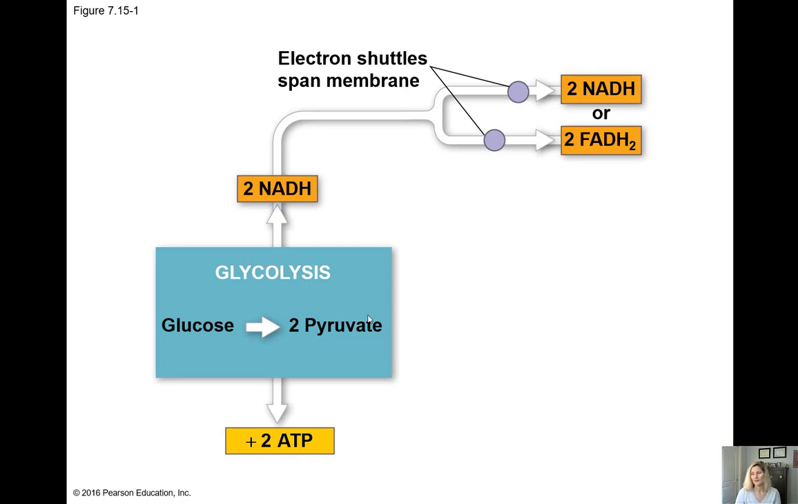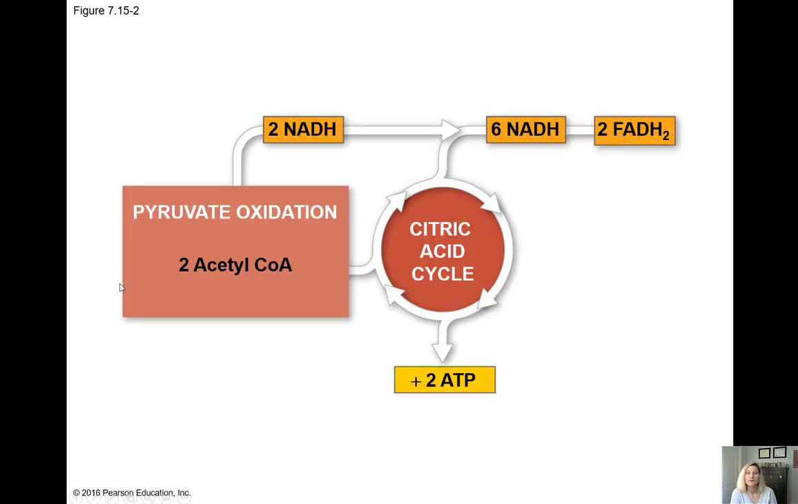This is all occurring where in the cell? The cytosol or cytoplasm. Now we got those pyruvates. They're going to undergo pyruvate oxidation to form 2 acetyl-CoAs. In that process of pyruvate oxidation, they're going to lose electrons, so we get 2 NADH from that process. Now we have the 2 acetyl-CoA. The acetyl group will enter the citric acid cycle, go through its little cycle twice because there's 2 of them, per glucose. We're going to end up with 2 ATP, 6 NADH, and 2 FADH2s.